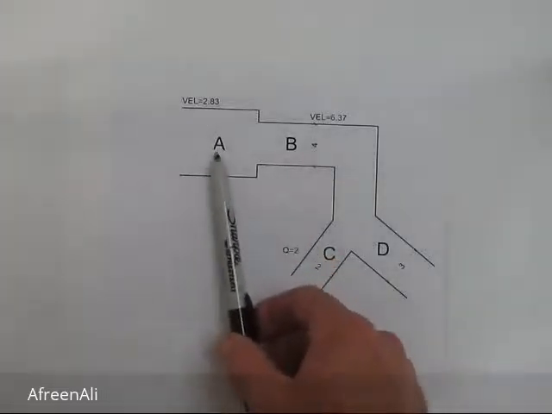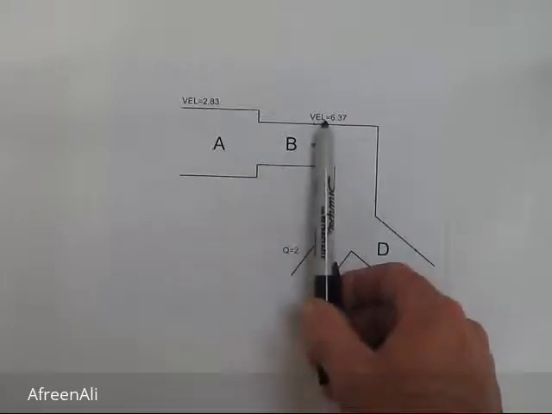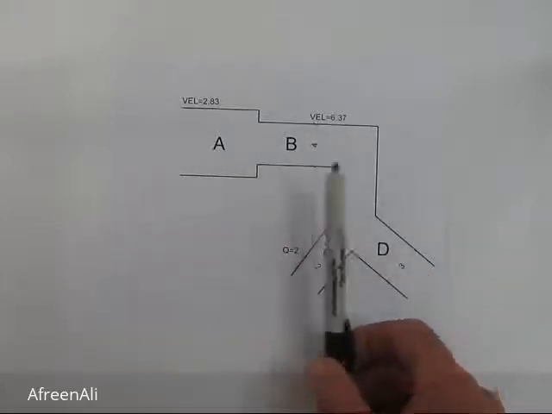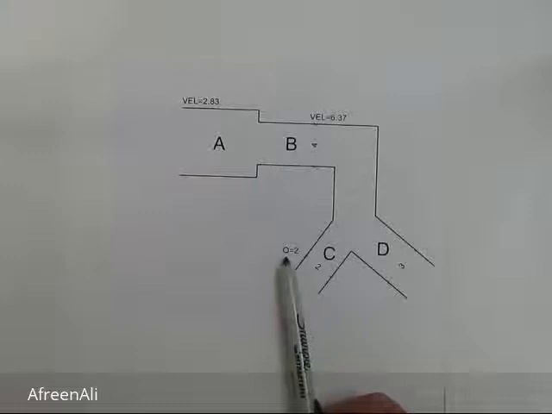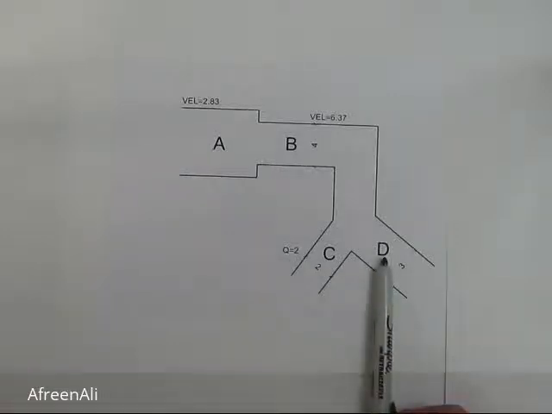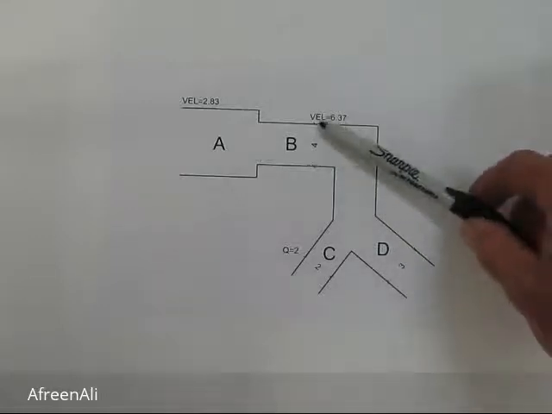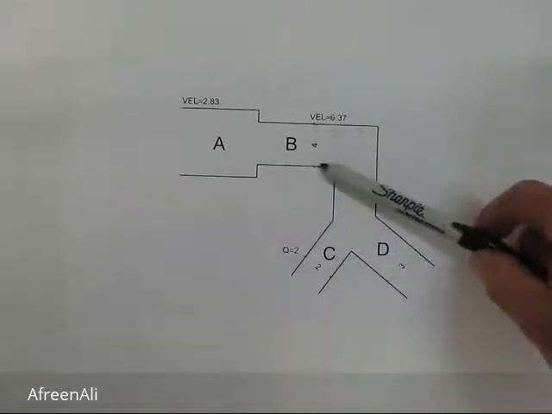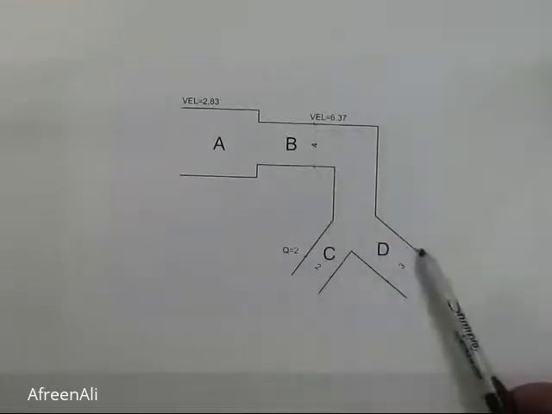The velocity of the flow at A, we've got the velocity of the flow at B. We're given the flow rate at C, but we don't have the flow rate at D. We're also given the diameter at B and the diameter at C and D.